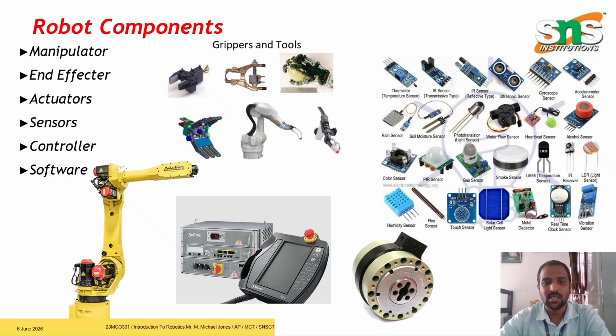To summarize, every robotic system consists of six essential components, as briefed, to work effectively. In the next lecture, we will continue to explore each component.